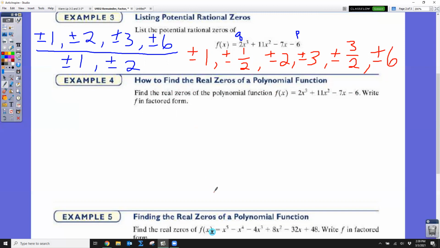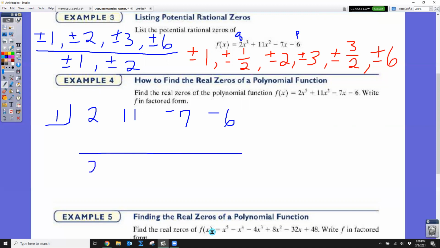So maybe a number we can pick here, and obviously I already have an idea, is 1. If you picked 1 and decide to try it, I'm going to use synthetic division. So we have 2, 11, -7, and -6. So just going through our synthetic division one more time.